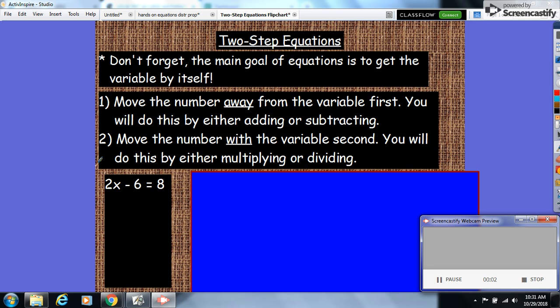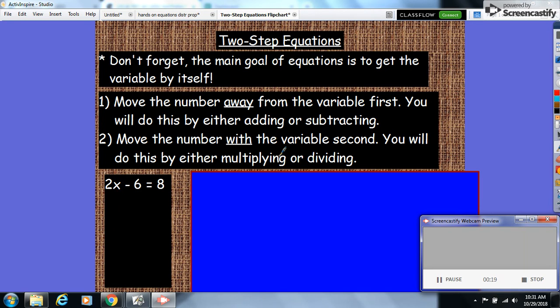Hey y'all, let's take a look at what we've been working on in class with solving two-step equations. I know there's just a couple of people who are still a little confused on how this works. When we get into equations, we need to remember the main goal is to get this variable by itself. That variable represents an unknown number.